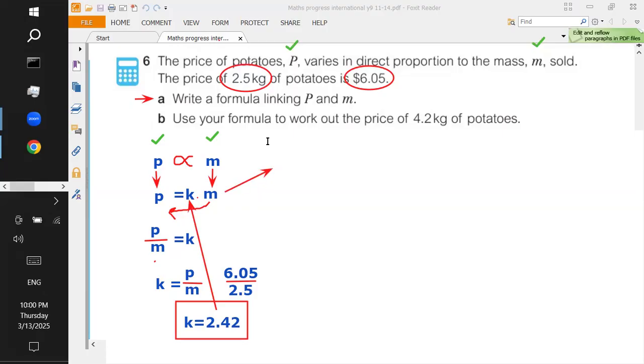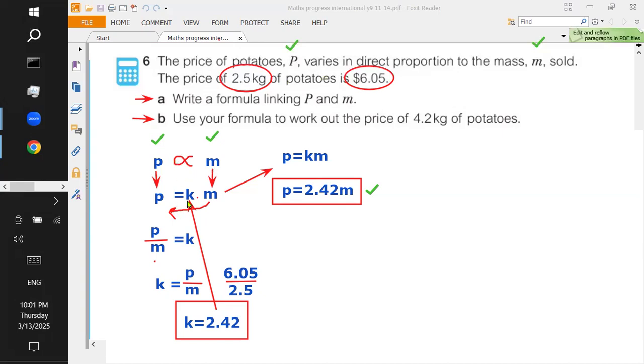So P equals Km. This means to remove K and put 2.42. So P will equal 2.42 M. And this is the formula that they need in the question. So basically, question A, find the formula, is here. Okay. So we found the formula that we're going to use to answer question B. Now, follow the steps that I did here. First thing we did, we put them in order, P and M, depending on the question. P is the price, which is in dollars. M is the mass, which is in kilograms.